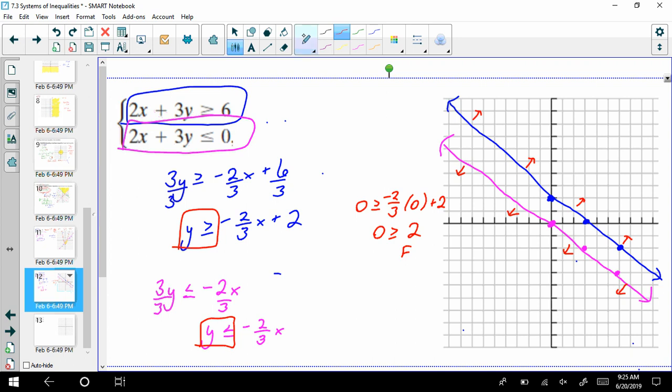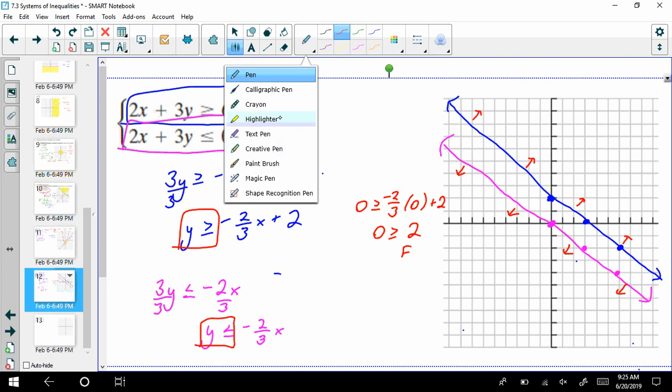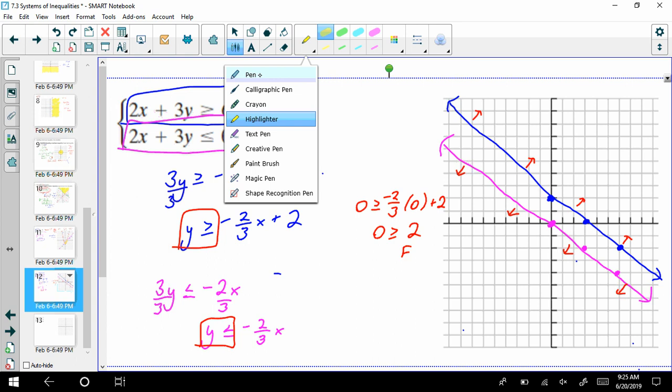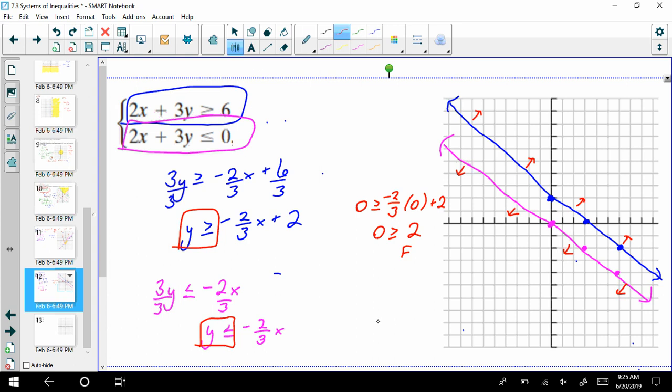So where is the solution to this system of inequalities? Where is the overlap? I have to stay below the pink line but above the blue line. Well, there isn't an overlap. There are parallel lines. I will never have a region common to both of them at the same time. So this is a big fat no solution. There is not a set of ordered pairs that will work for both of them at the same time.